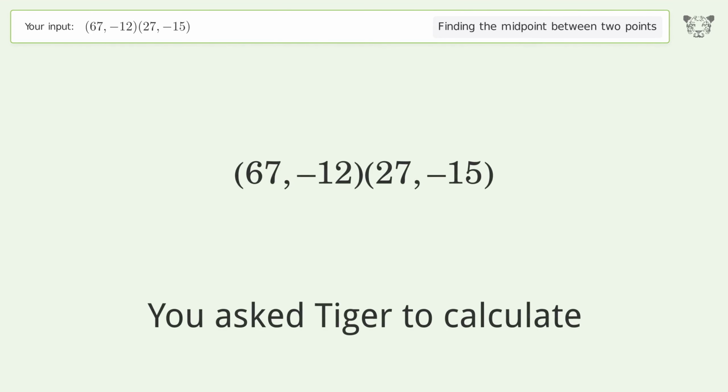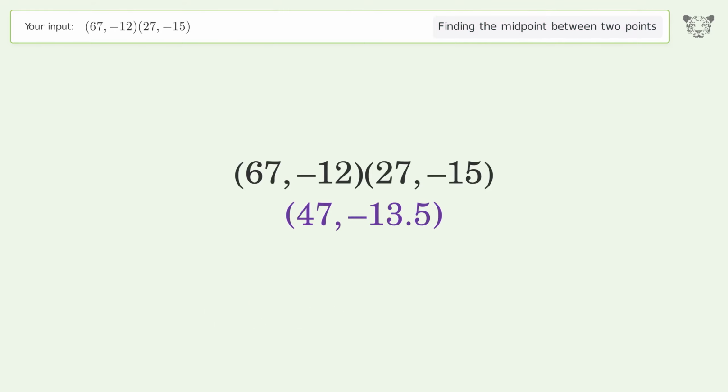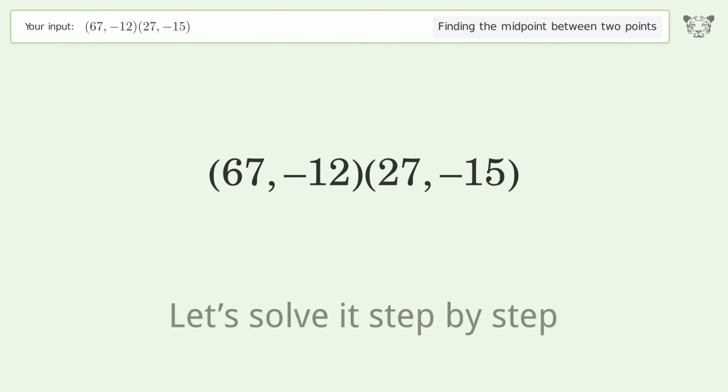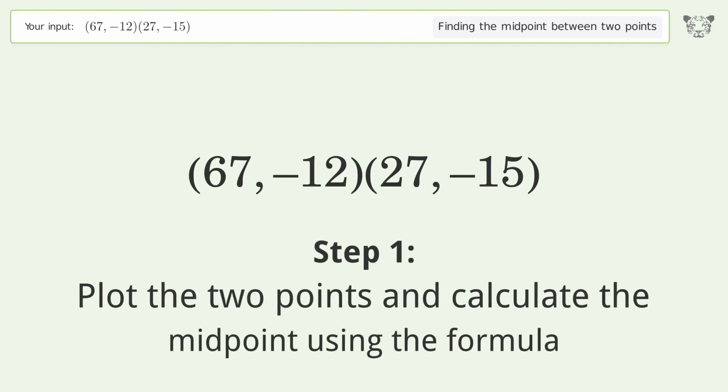You ask Tiger to calculate. This deals with finding the midpoint between 2 points. The midpoint between the 2 points is 47, negative 13.5. Let's solve it step by step. Plot the 2 points and calculate the midpoint using the formula.